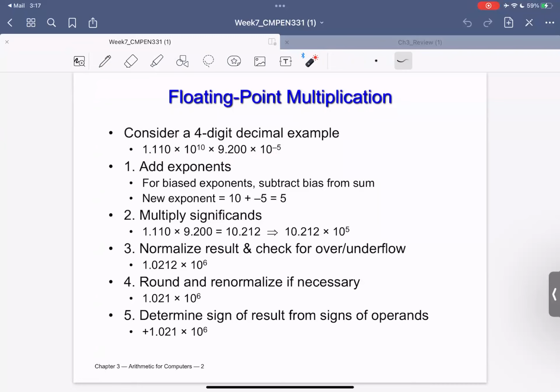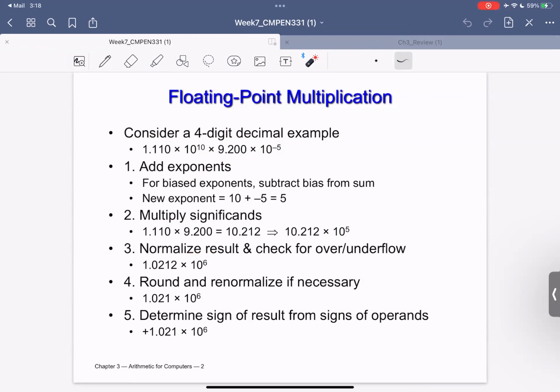The very first step is to add exponents. Of course, I need to add the exponents. Here, the exponent is 10 plus minus 5, which is 5. And then we need to multiply the significands, meaning I would like to multiply this number by that number. If you do the multiplication, you will find that is the number, and then multiply it by whatever the exponent that you had.